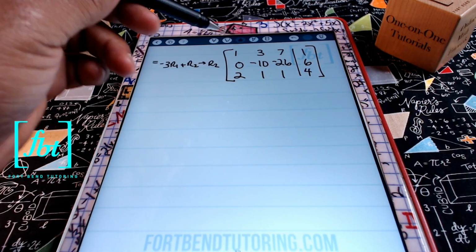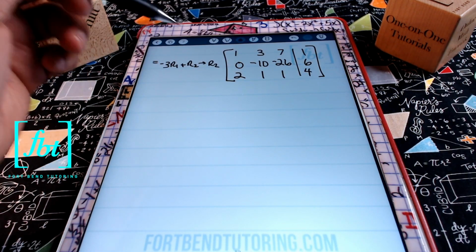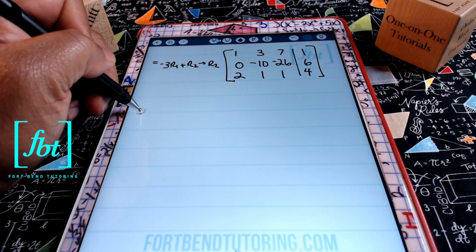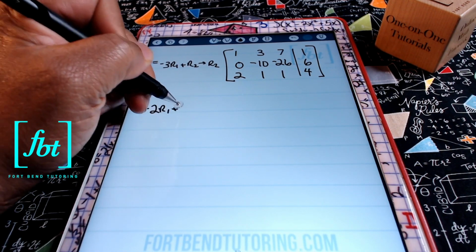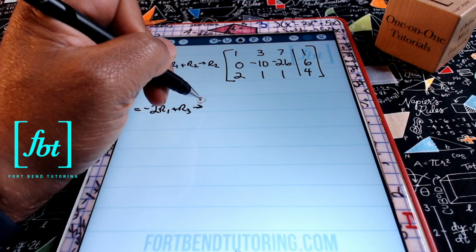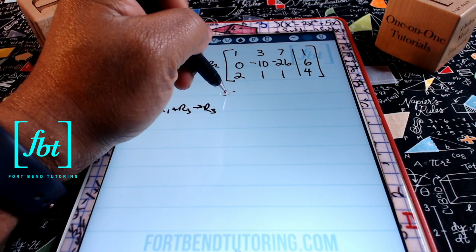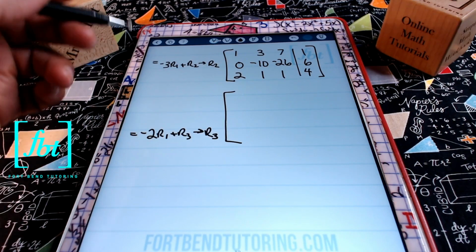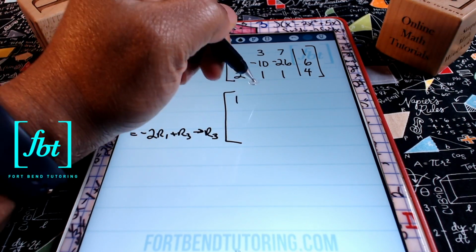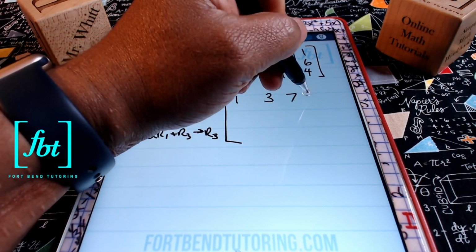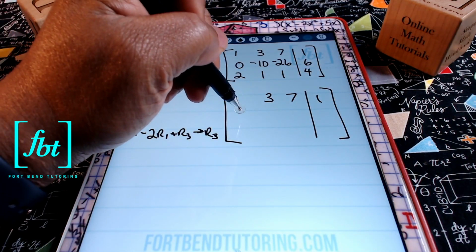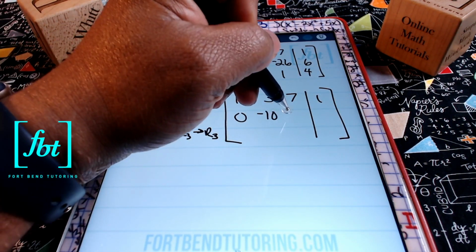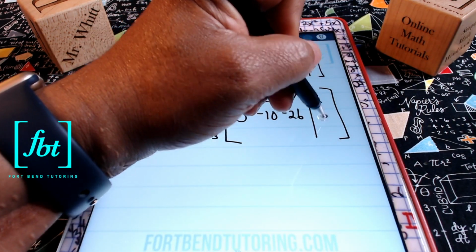Our next step is to create a 0 for the third row first element. That means I'll be doing the following row operation. I'm going to have -2 times row 1 plus row 3, putting the result in row 3. So it'll look like this. This first row will remain the same. We'll have 1, 3, 7, and 1 here. The second row remains the same. We have 0, -10, -26, and 6.